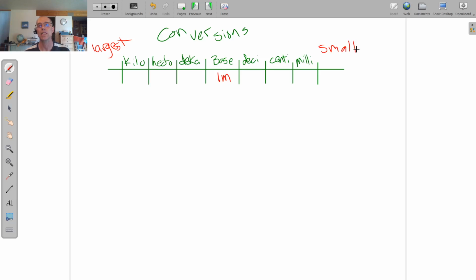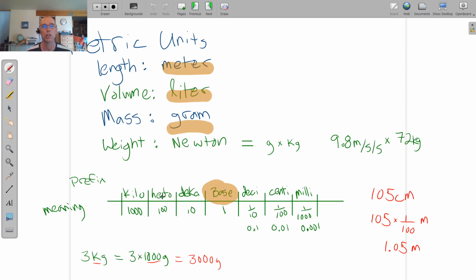And I'm not skipping any unit. So these all move in powers of 10, right? So if I go back here, starting with milli, say 10 times a milli is a centi, 10 times a centi is a deci, 10 times a deci is the base unit, 10 times the base is a deca, 10 times a deca is a hecto, 10 times a hecto is a kilo. Okay, so they move up by powers of 10, just like our place value number system.